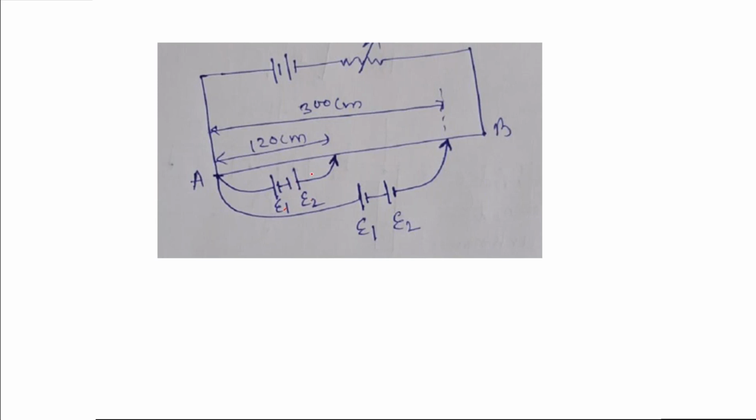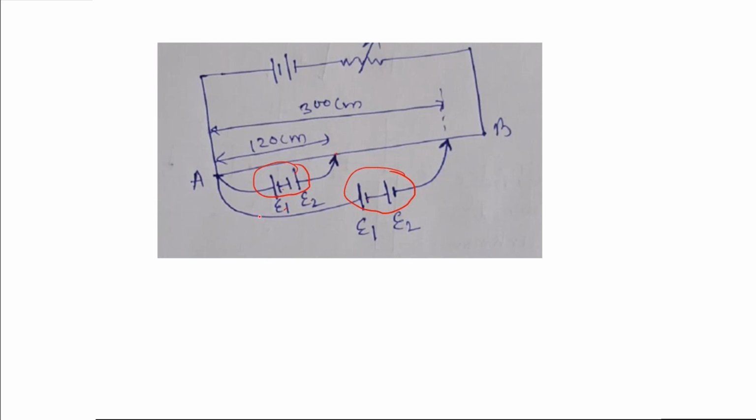You have been given two cells, E1 and E2, and there are two different combinations in two cases. In both cases they are in series, but in one case both the negative terminals are connected to each other, and in the other case negative and positive are connected. In these two conditions, you get the null condition at different lengths of the potentiometer wire.